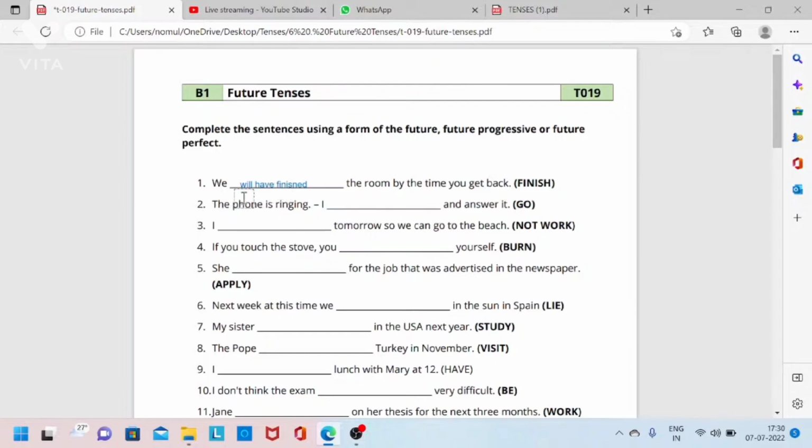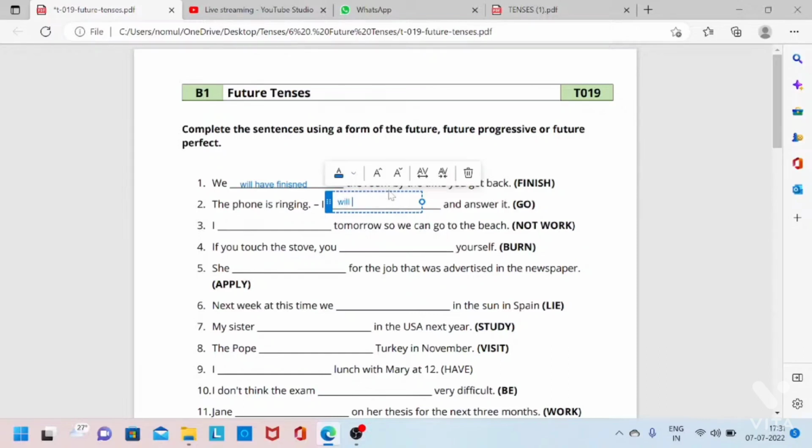Okay, and next let us see the second one. The phone is ringing, I dash and answer it. So by using go we have to complete it now. The phone is ringing, we already know what to use here. Yes, will be used.